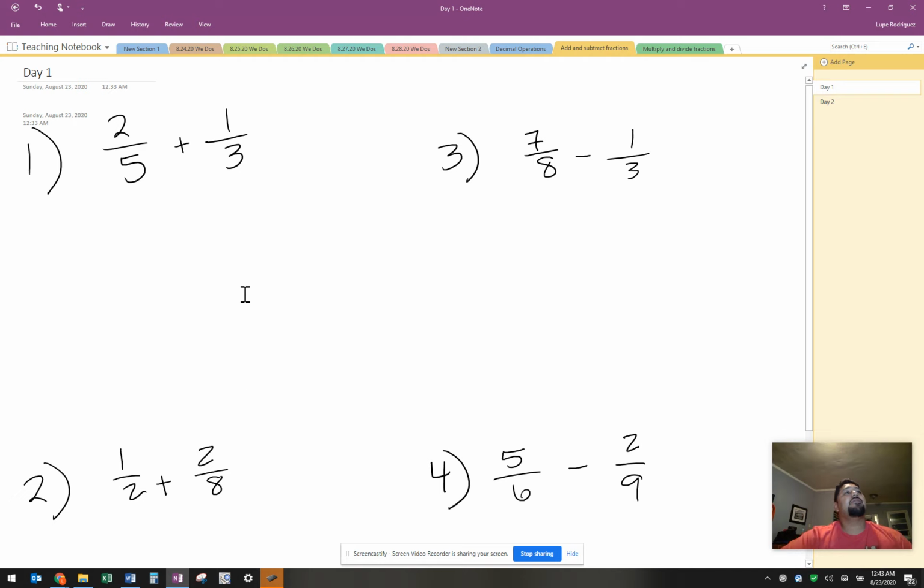So for number one here, first thing we need to do when we are adding and subtracting fractions is we need to make sure we have what's called a common denominator. Okay, sorry for my handwriting. I'm writing on my tablet to the computer. So, common denominator. That basically means that these two denominators need to be the same.